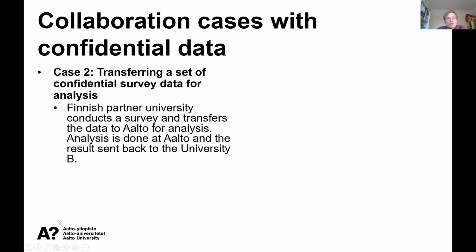Then another case we have would be if we need to transfer a set of confidential survey data. So we have a Finnish partner university working with an Aalto research group, and they are doing a survey and getting some data, and Aalto researchers are participating and analyzing the data with them. In the workflow, they collect the data, share it with Aalto for analysis, and Aalto shares the results back to them.